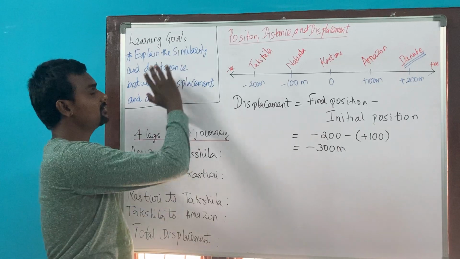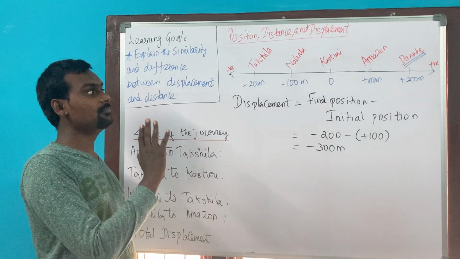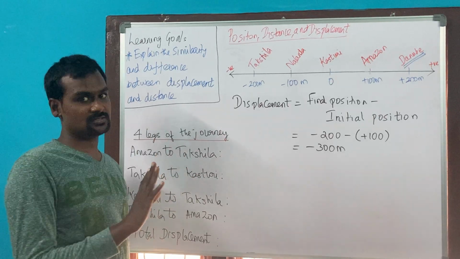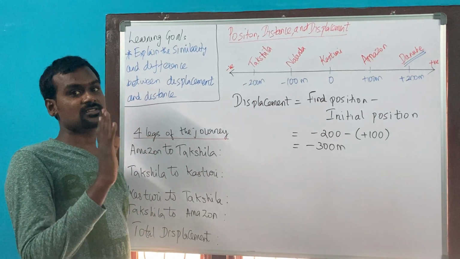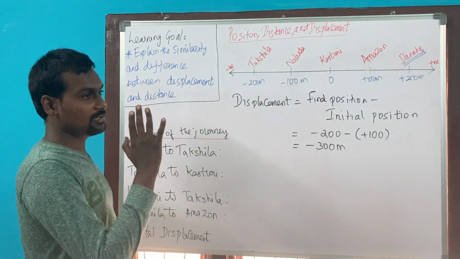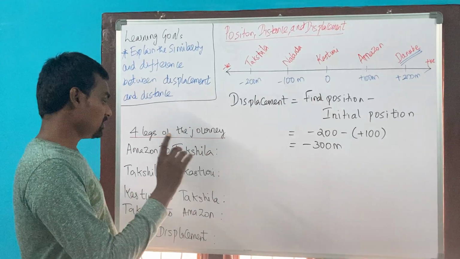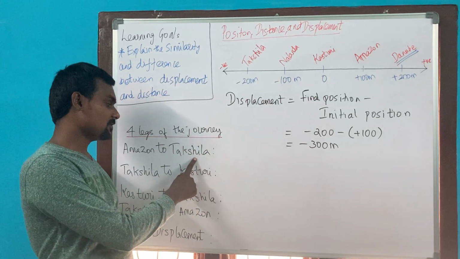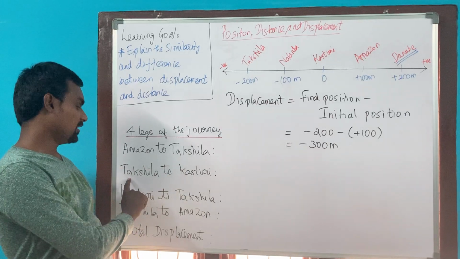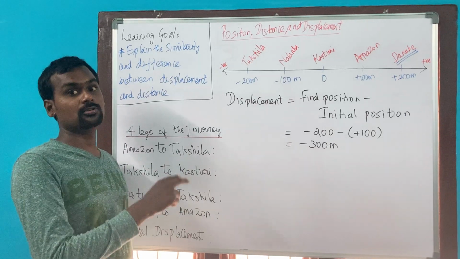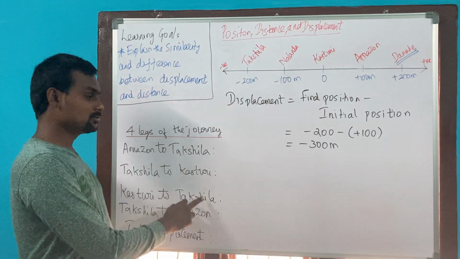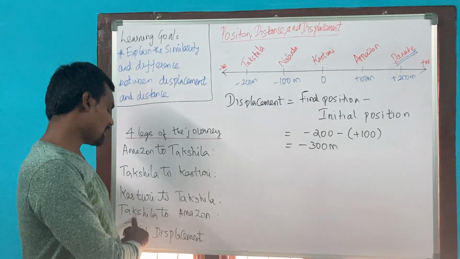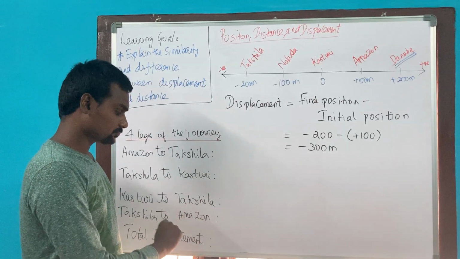Now, to understand the difference and similarity between displacement and distance, I'm going to take a scenario again. I've taken the 4 legs of the journey of any student staying in campus. On a normal day, the first leg is to move from Amazon to Tuxedo to report for attendance. Once he has given the attendance, he will go back from Tuxedo to Kasturi to have his breakfast. Then go back to Tuxedo to have his classes. And let's imagine that at the end of the day, he goes back from Tuxedo to Amazon.